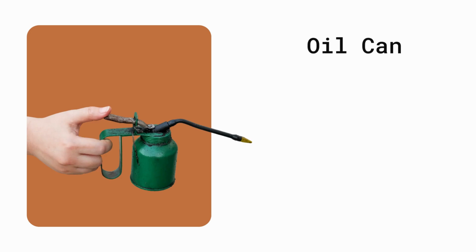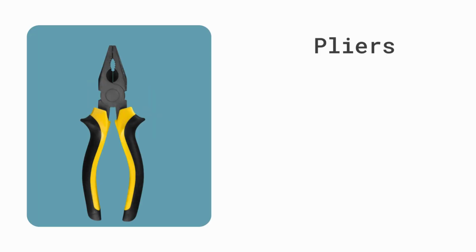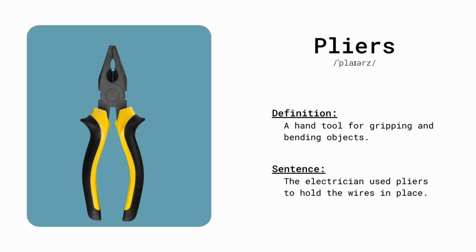O is for oil can. A container with a spout for applying oil to machinery or hinges. I oiled the squeaky door with an oil can. P is for pliers. A hand tool for gripping and bending objects. The electrician used pliers to hold the wires in place.